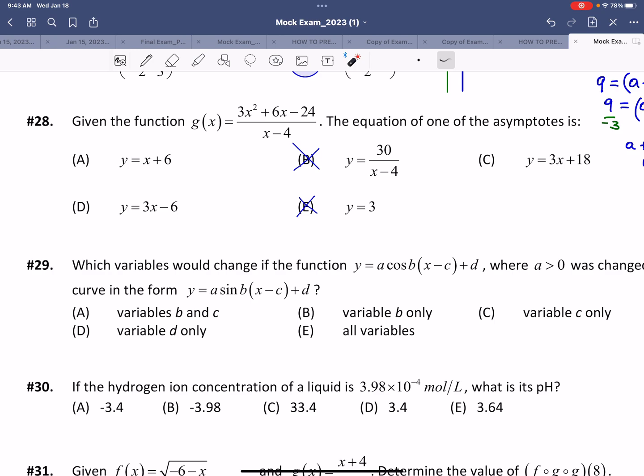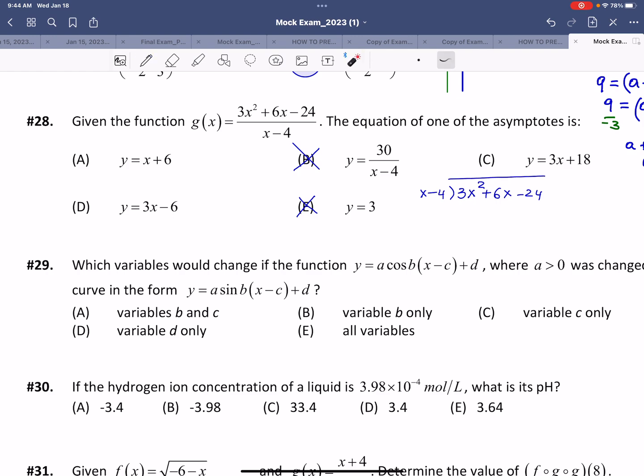So why do we think that, or how can we make that decision? If you look at this rational function, the degree of the numerator is 2. Degree of the denominator is 1. So there is a difference of 1 degree between numerator and denominator, with the numerator being a degree higher. So in this type of rational function, typically we obtain oblique asymptotes. And to find the oblique asymptotes, we simply divide the numerator by the denominator. So we'll go long division here. So 3x squared plus 6x minus 24. And we'll divide it by x minus 4.